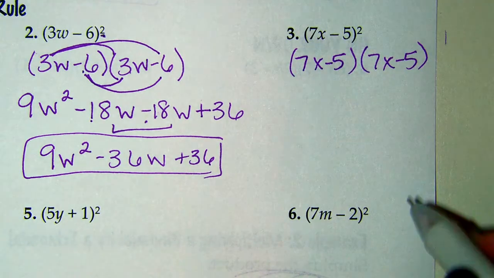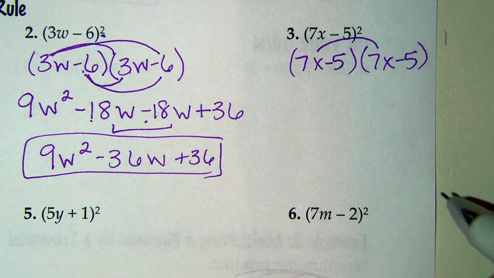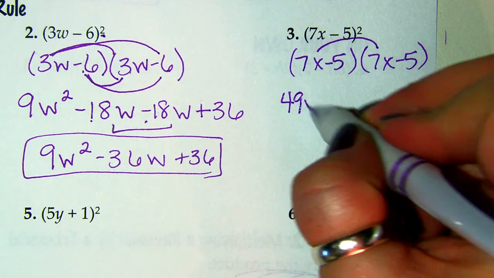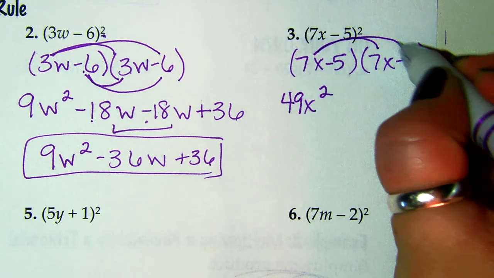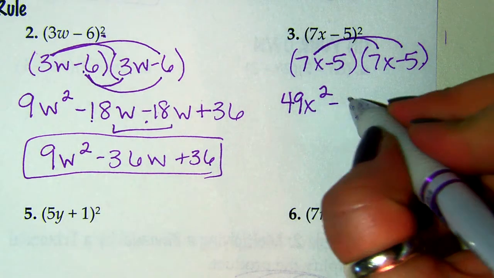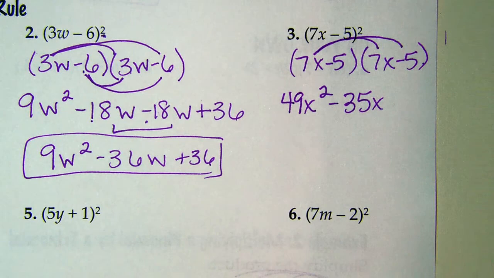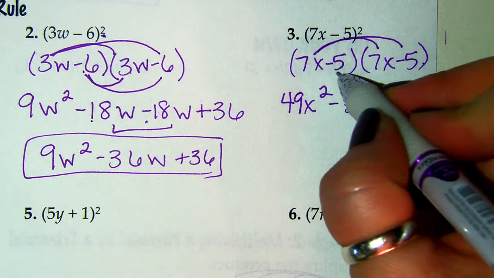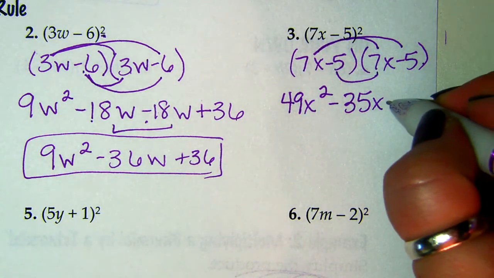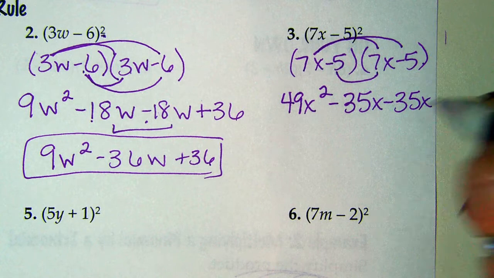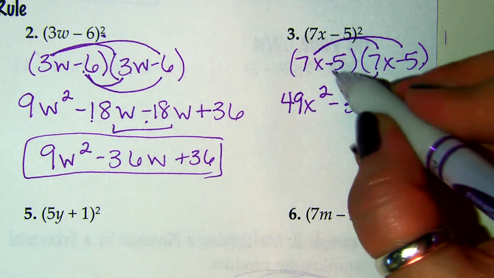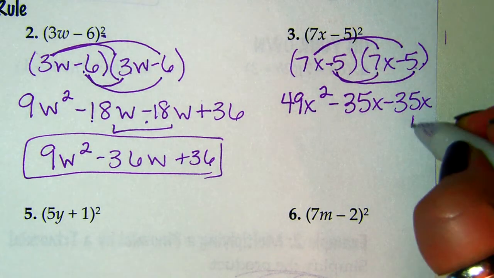So distribute 7x, you get 49x squared. 7x times negative 5 is negative 35x. And then distribute the negative 5. So negative 5 times 7x, negative 35x. And then the last one, negative 5 times negative 5, is positive 25.